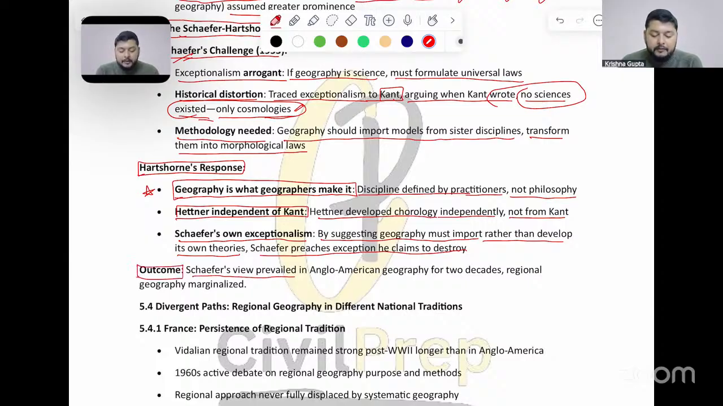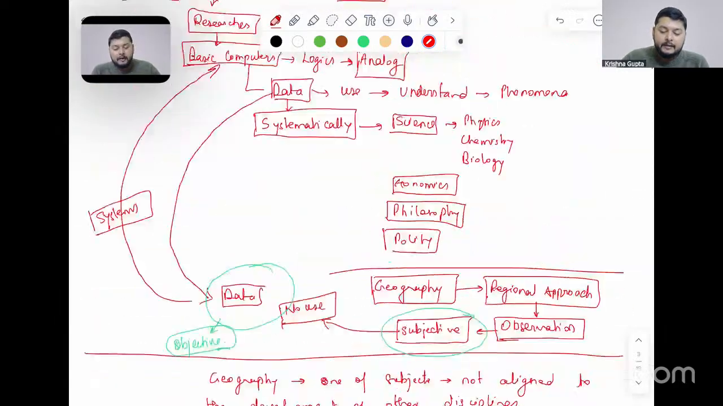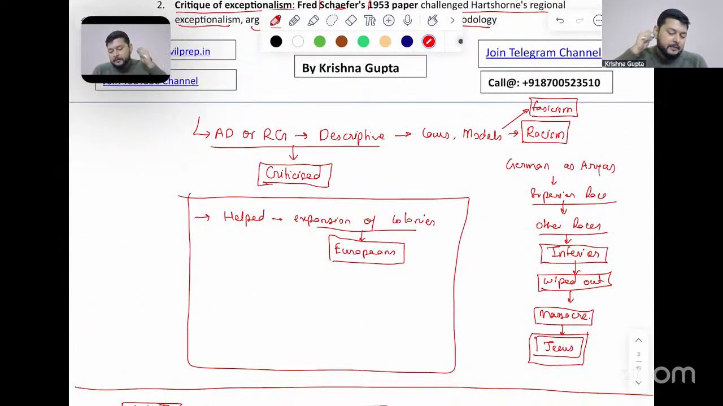Shepard's view prevailed in Anglo-American geography for 2 decades. That is, regional geography was marginalized. Now, what Shepard used to give was the issue that areal differentiation and regional studies had. For example, what we have highlighted here: there was a massacre of people, there was criticism, it was colonial expansion. America was also one of the colonies of the British and the French at a particular time period.